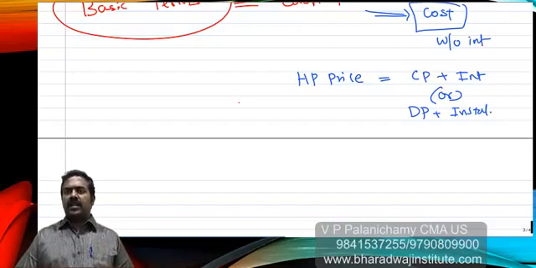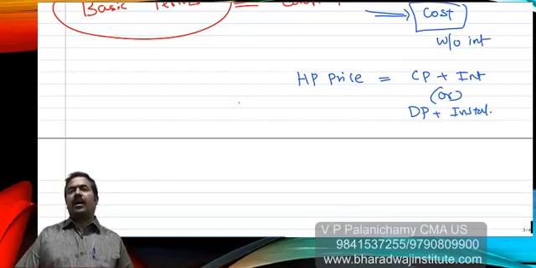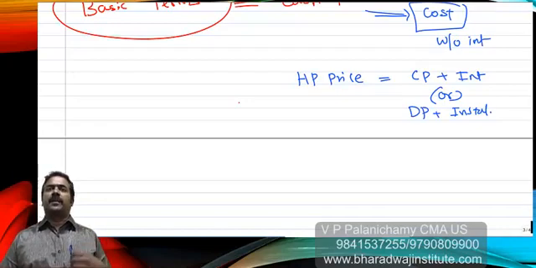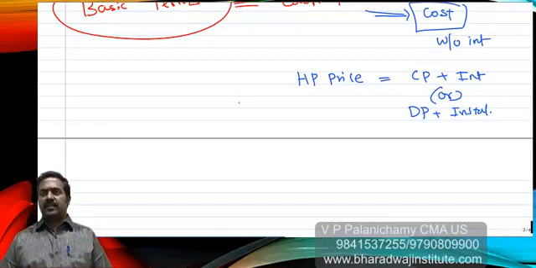The interest is recognized as an expense on accrual basis. In the books of the purchaser, it will be like an expense. On what basis? Accrual basis. Full stop.